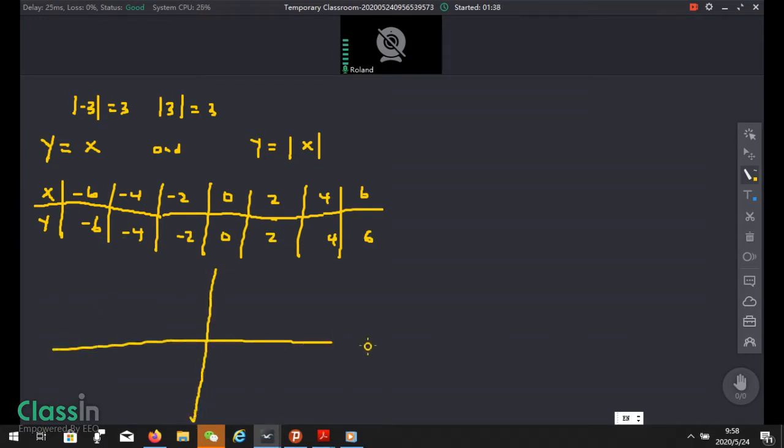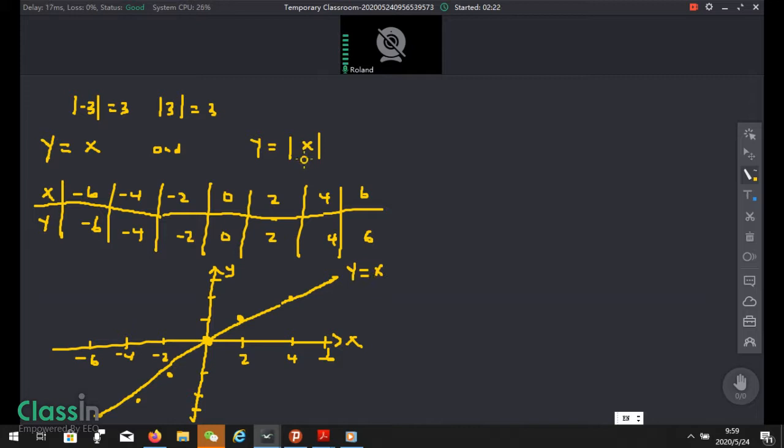All right, so now let's see. Let's say these are perfectly drawn axes. This is the x-axis. This is the y-axis. 2, 4, 6, -2, -4, -6 on each axis. When x is 0, y is 0, so it passes through here. 2, 2, 4, 4, 6, 6, and -2, -2, -4, -4, -6, -6. So this is simply a straight line passing through all these points for y equals x.